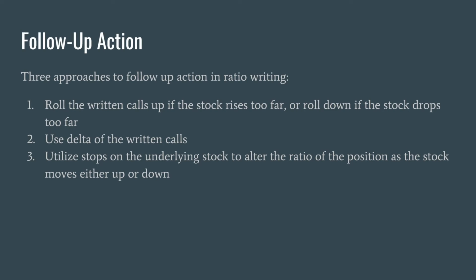The first is to roll the written calls up if the stock rises too far, or to roll down if the stock drops too far. The second is to use the delta of written calls, and the third is to utilize stops on the underlying stock to alter the ratio of the position as the stock moves either up or down. I'll address each of these approaches in following slides.